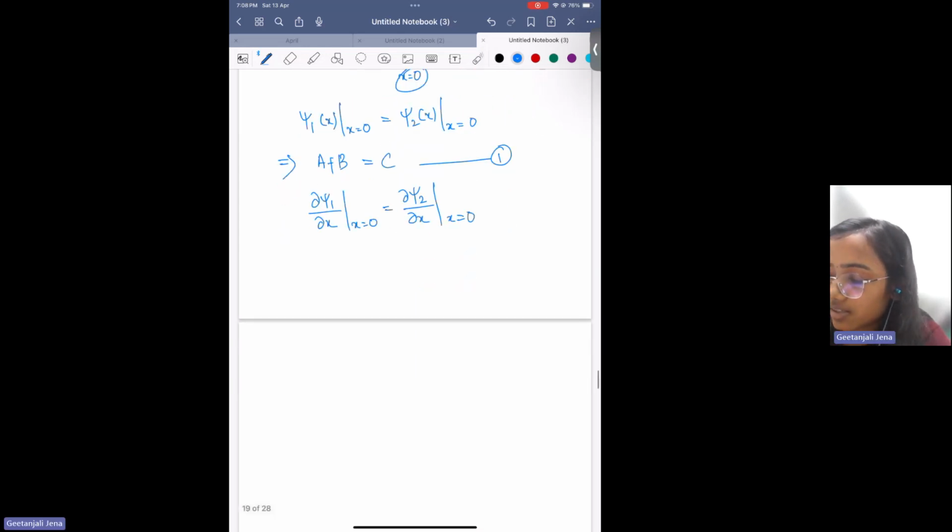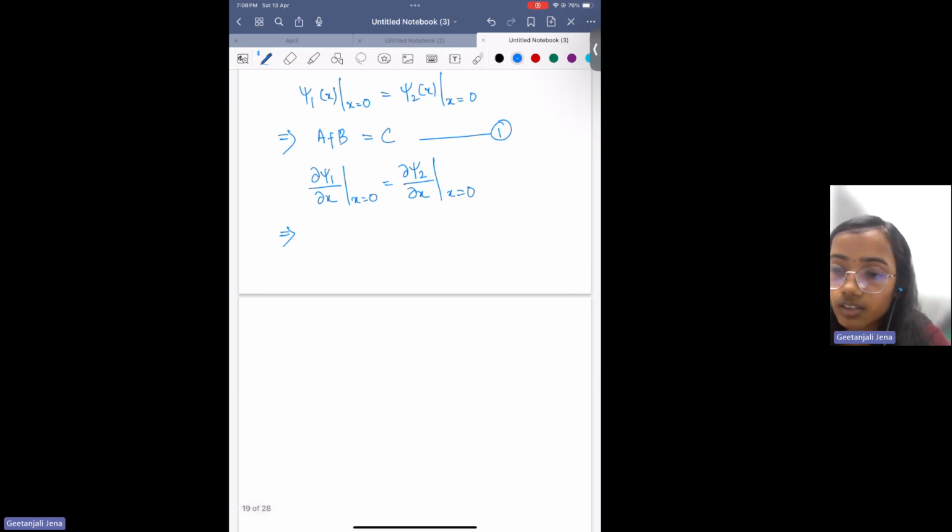During this derivative continuity, remember that first we have to take the derivative, then put x equal to 0. It's not like you first put x equal to 0 and then take the derivative. That's not the proper way. The proper way is to first take the derivative and then put x equal to 0.